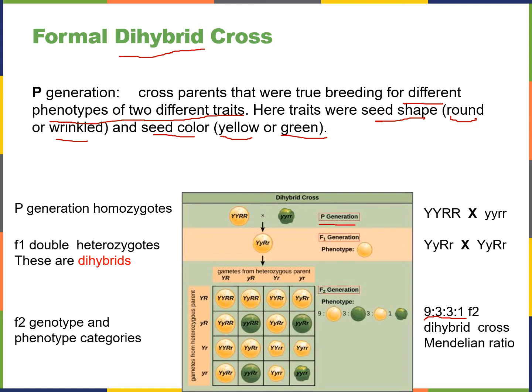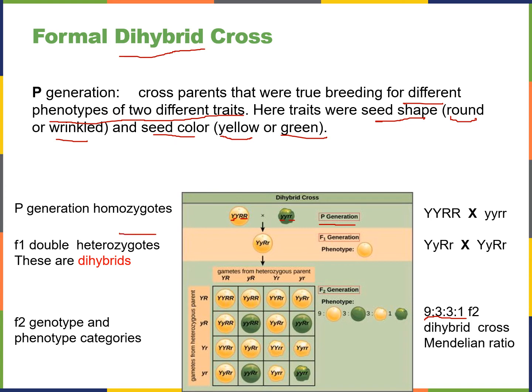All right, so the P generation, the parent generation. Again, we have to have homozygotes for both of the traits. So big Y, big Y is going to give us the yellow color, and big R, big R is going to give us the round shape. Little y is going to give us the green color, and little r is going to give us the wrinkled phenotype. When these two breed, in the F1 generation, what do we get?